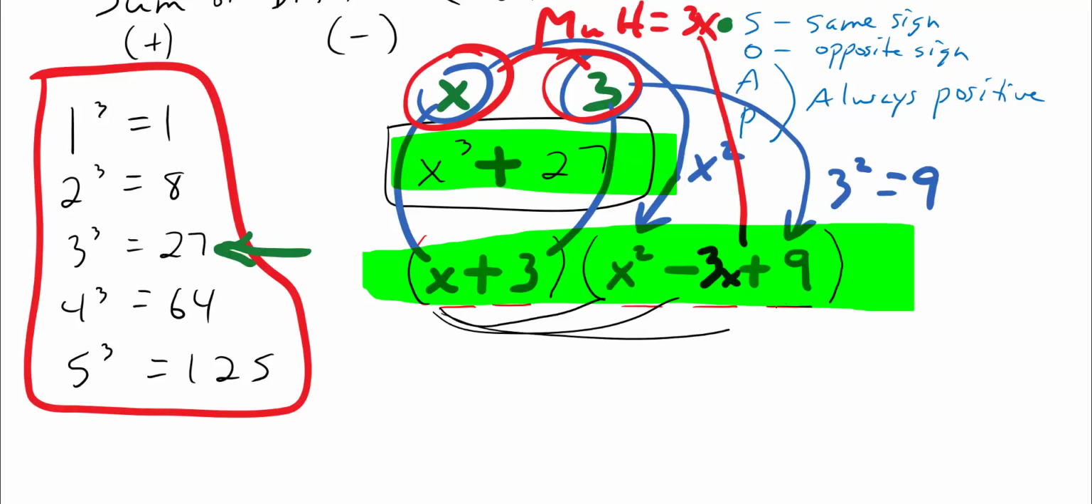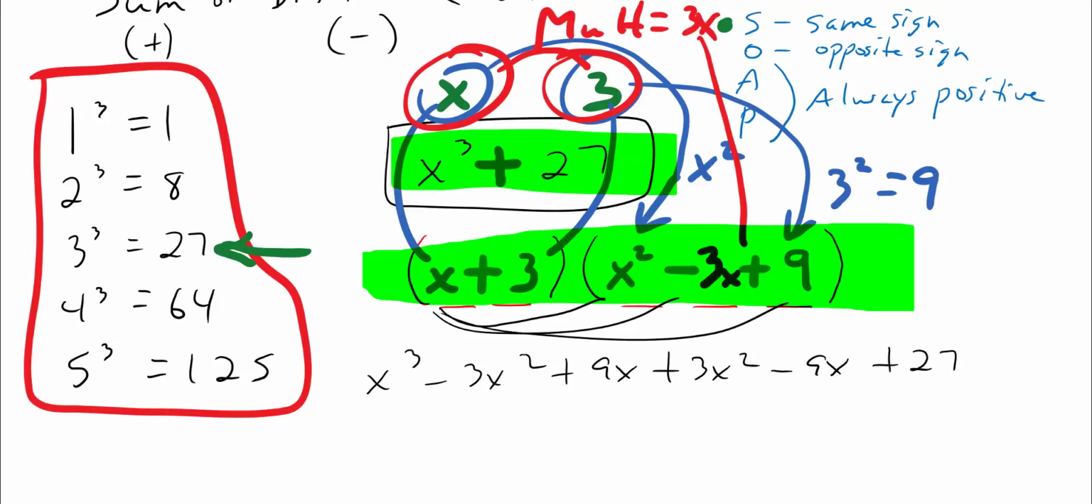This is like the beginning of the chapter. So x times x squared is x cubed. x times negative 3x is minus 3x squared. x times 9 is plus 9x. 3 times x squared is plus 3x squared. 3 times negative 3x is negative 9x. And 3 times 9 is 27.